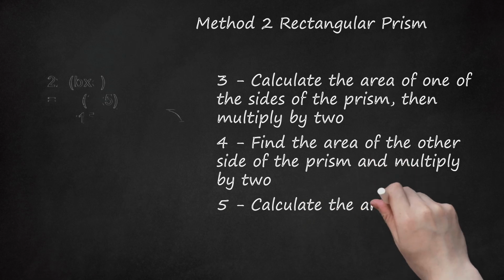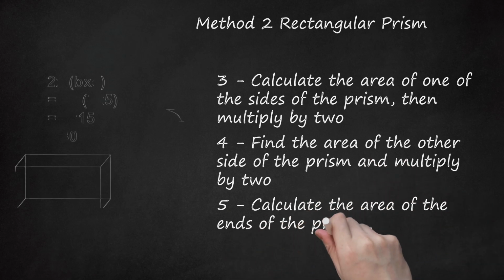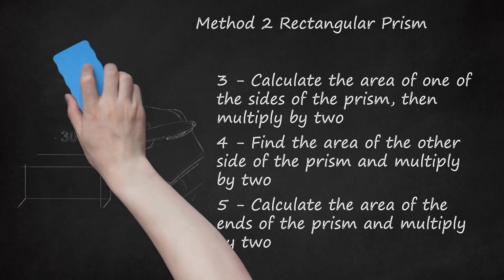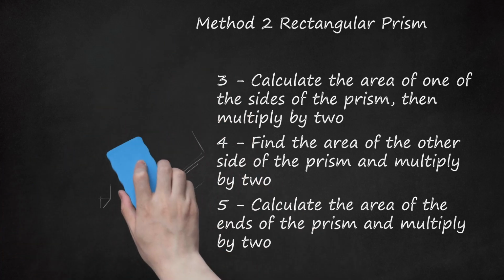5. Calculate the area of the ends of the prism and multiply by 2. The final two faces of the prism will be the ends. Multiply the length and width, or C and B, to find their area. Multiply this measurement by 2 to account for both sides. Example: 2 x (B x C) = 2 x (3 by 5) = 2 times 15 = 30 square centimeters.